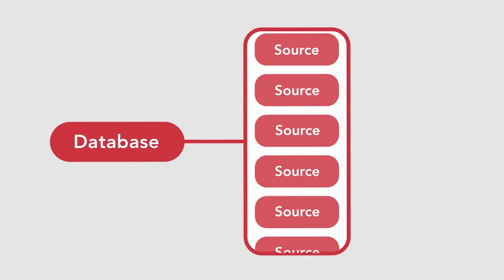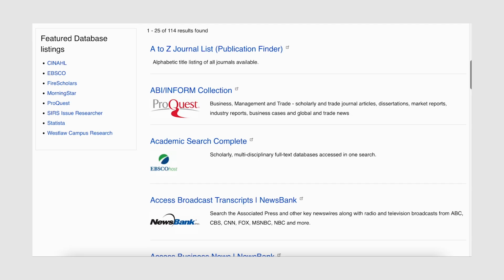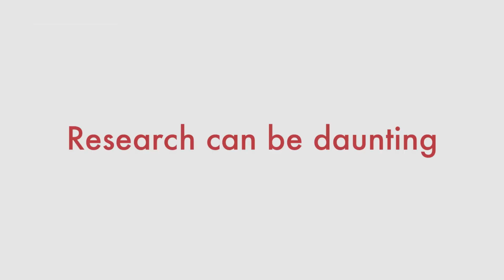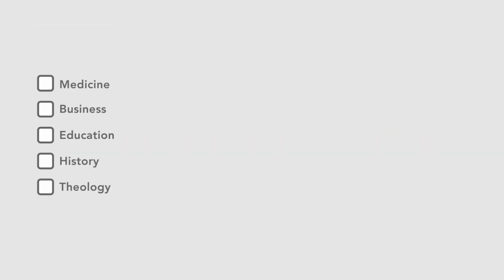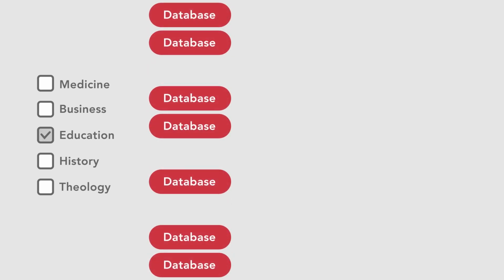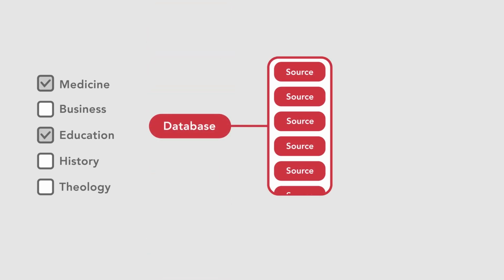The Steelman website has a large collection of databases that can be searched through for both scholarly and popular sources. Speaking of collections, a database itself is just a collection of sources. With hundreds of databases and thousands of sources to filter through, research can be incredibly daunting. This is why it is important to narrow your search. By using different search criteria, it becomes easier and easier to find what you need.